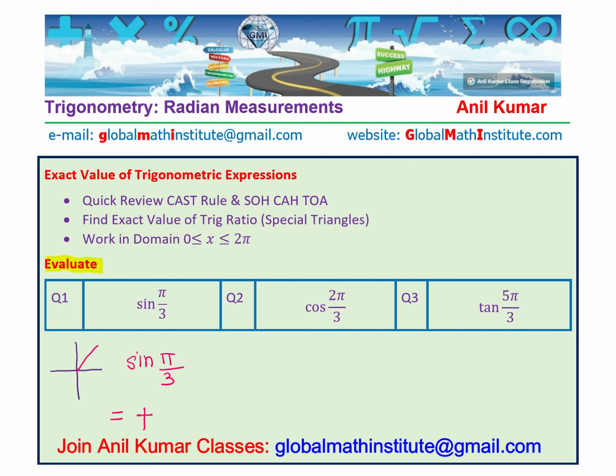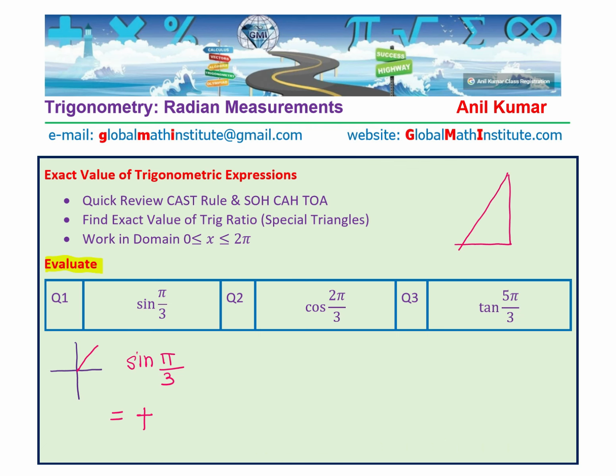Pi by 3, draw the special triangle, right? In this special triangle of pi by 3, I'm going to draw it again and again so that you remember. That is very important. The sides are 1 to square root 3. Now, sine, as you know, is the ratio of opposite to hypotenuse. So this is equal to square root 3 by 2. Makes sense?